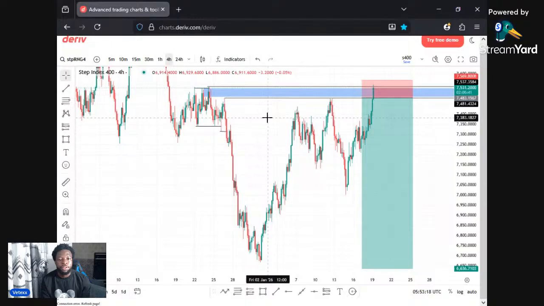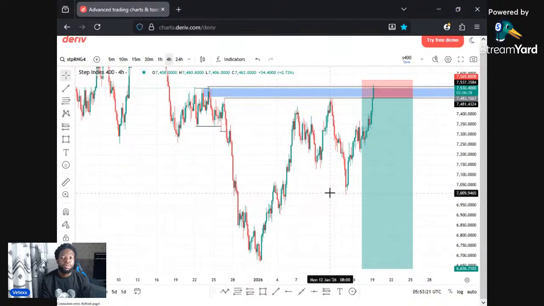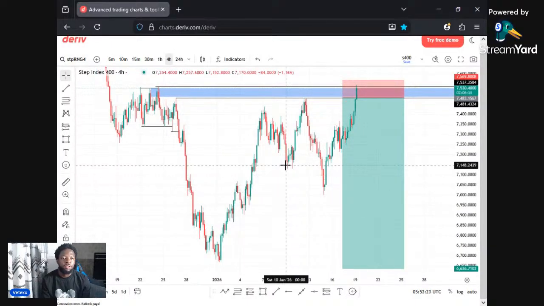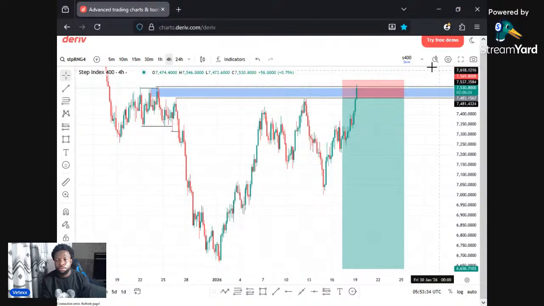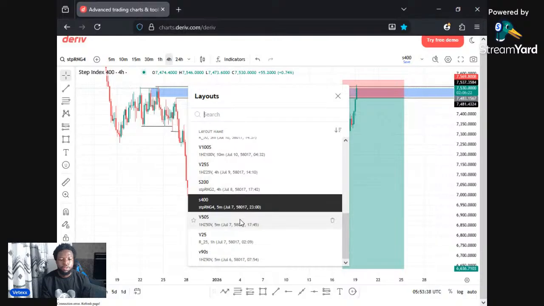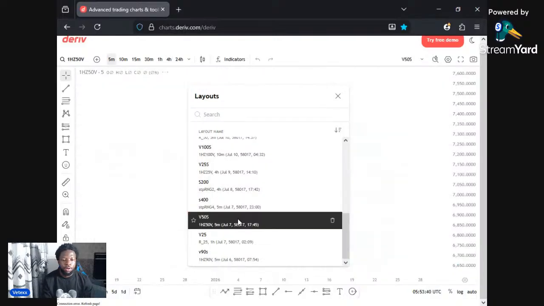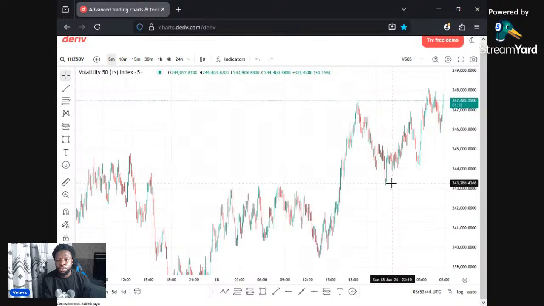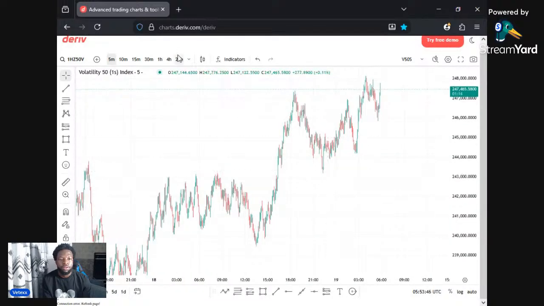So this is a 4-hour time frame structure. Once price starts rejecting, we'll scale down to the 15 minutes and start looking for a continuation setup there. That's what we are going to start doing. But until then, we'll be on the lookout on Step 400. The next one we're looking at is Volatility 51s.